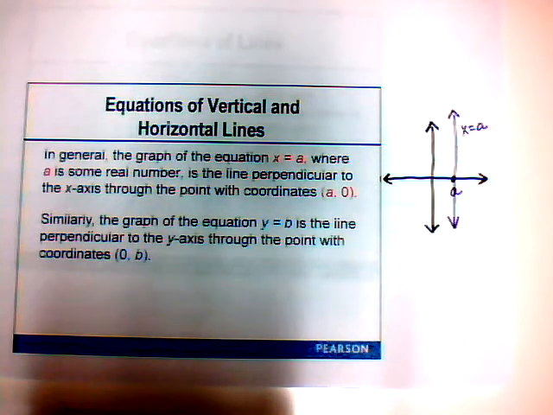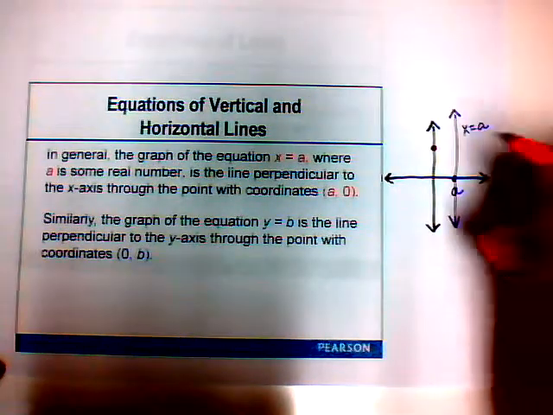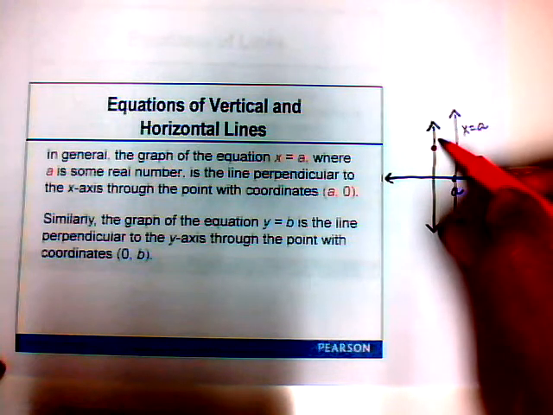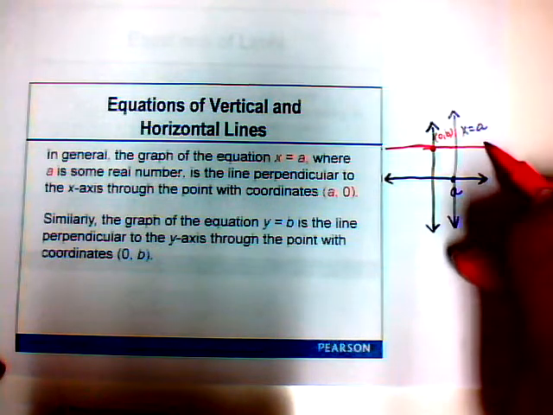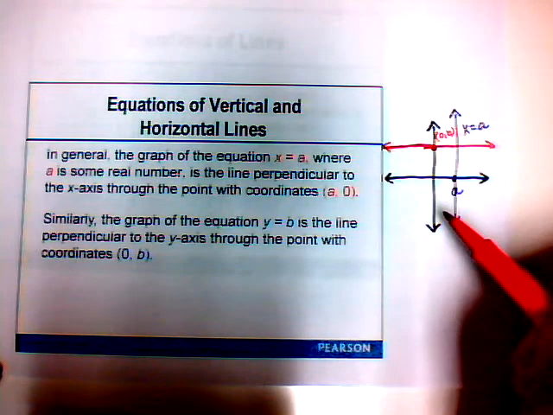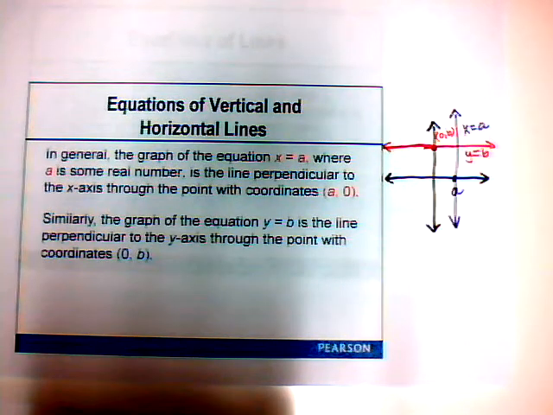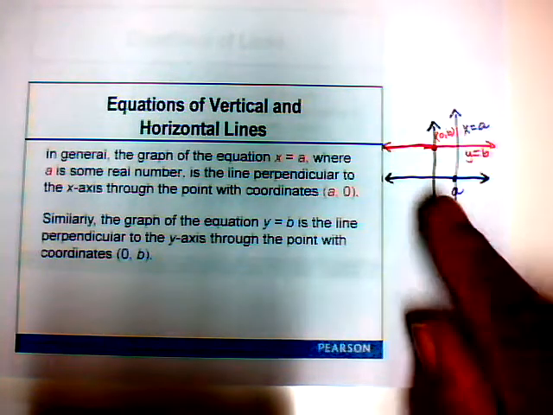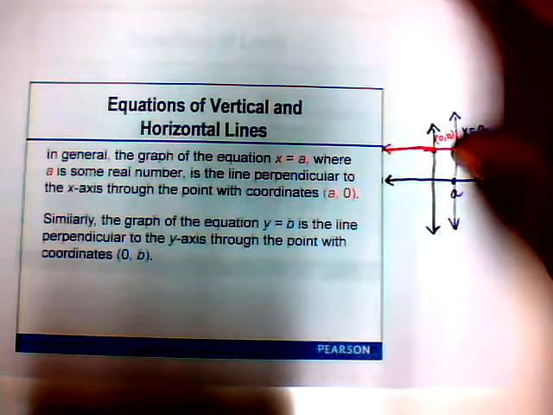And similarly, the graph of the equation y is equal to b is the line perpendicular to the y-axis through the point with coordinates (0, b). Okay, so here's (0, b) up here. If we draw a line through that point and it's perpendicular to the y-axis, that's going to be your equation, y is equal to b. So again, y equal to a non-zero number is going to be a horizontal line, and x equal to some real number means that the line is going to be vertical.